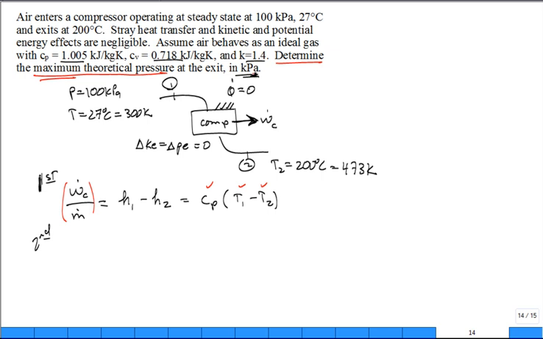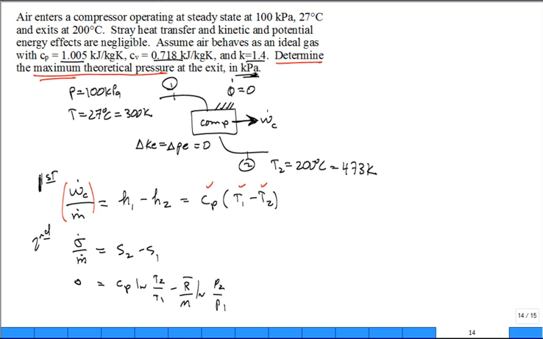Now the question is, what's the maximum pressure? The maximum theoretical pressure comes from the second law. So sigma dot divided by m dot is equal to S2 minus S1. Did you finally get to the equation like that? Yes. And then you replace this by C sub P natural log T2 over T1 minus R, or R bar over molar mass, natural log of P2 over P1, equals sigma dot over m dot.